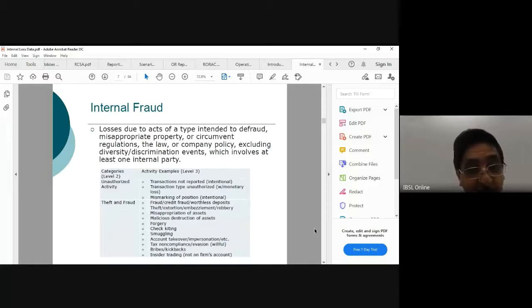Unauthorized activities and theft and fraud, that comes under level 2. Then if you have further specific activities under unauthorized activities, that can be taken as level 3. I think you can understand these things.